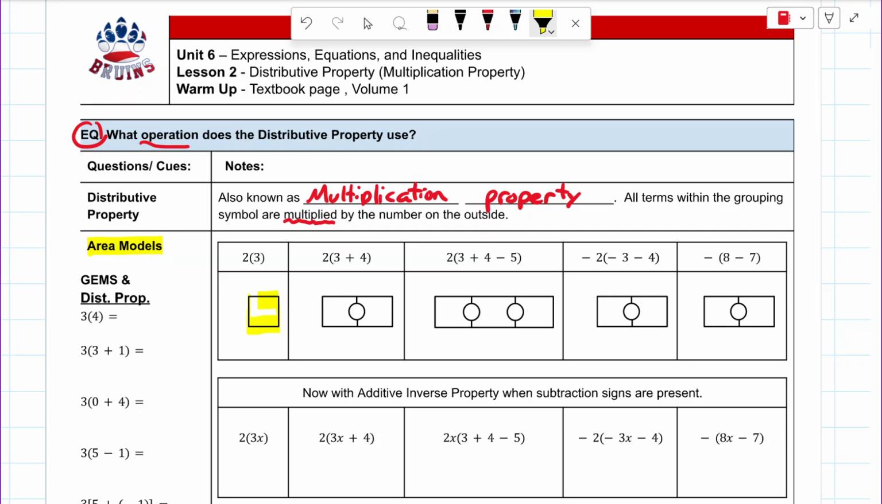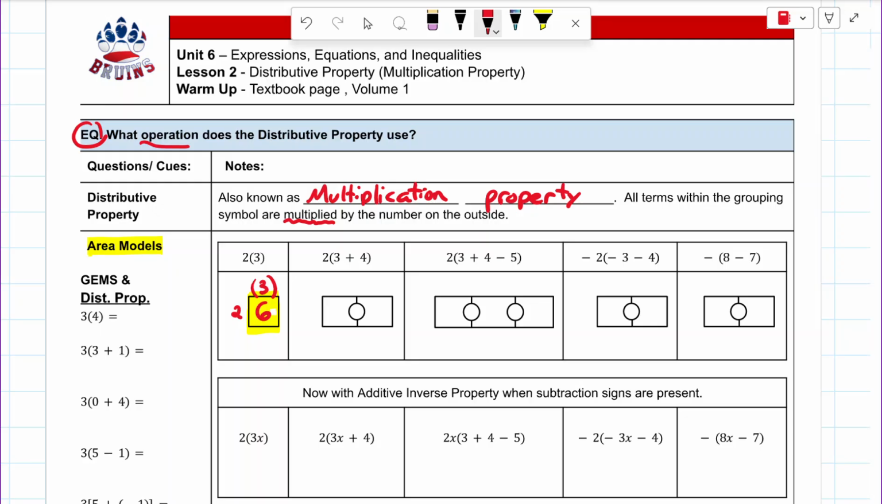You might be familiar with what area is from elementary school. There's a 2 on the outside of the grouping symbol here, so it goes over here. And then whatever's inside the grouping sign goes up at the top. We're going to keep the parentheses around it. And 2 times 3 is 6.